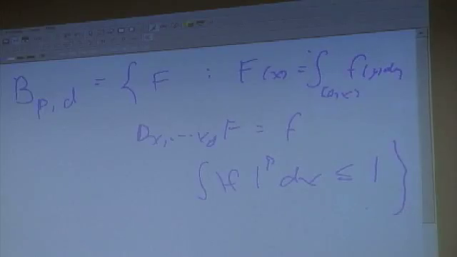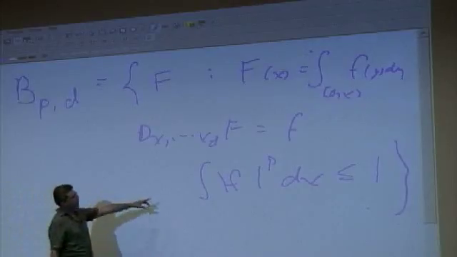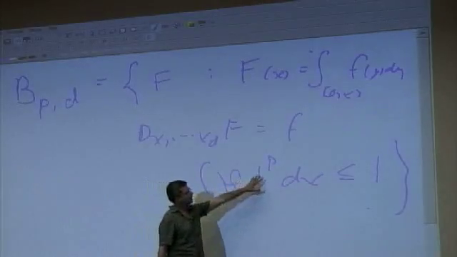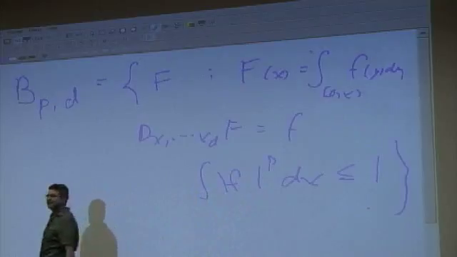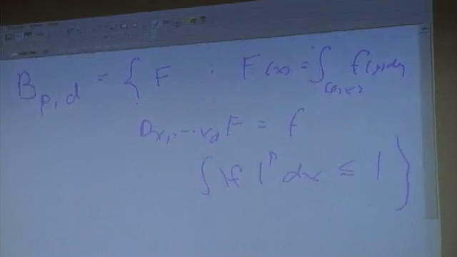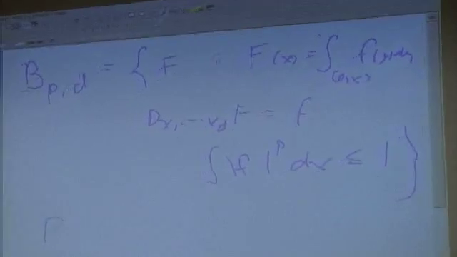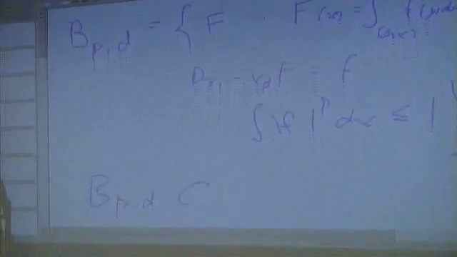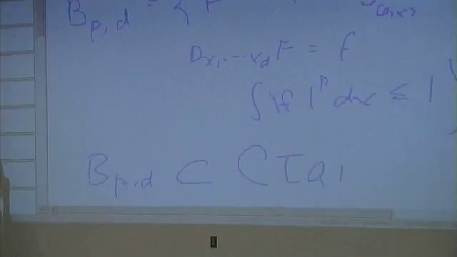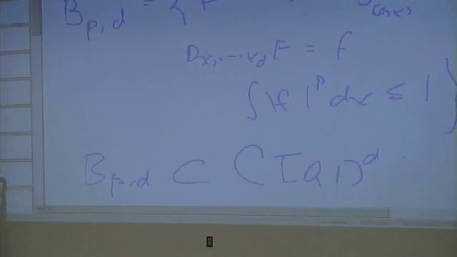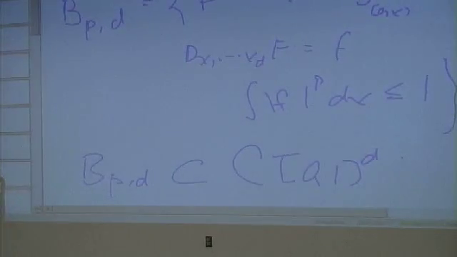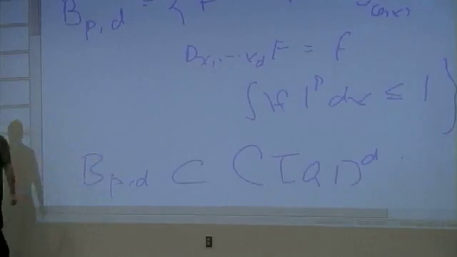So you're in dimension d. You're requiring d derivatives to have an L^p moment. So you have a Sobolev embedding in this context, so that this collection of functions is contained in the continuous functions, and it is a compact subset. This is compact in that space.